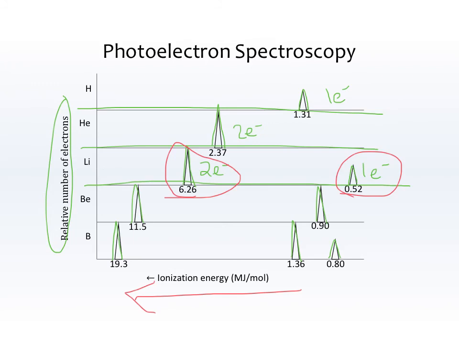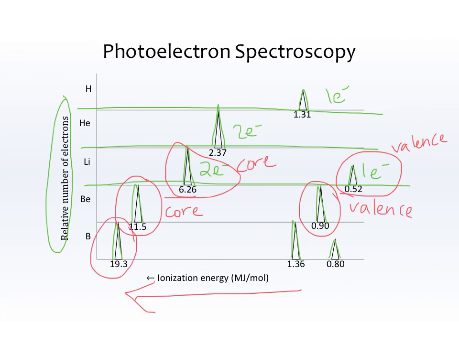Which tells me that the 2 electrons on the left must be the core electrons, because it takes much more energy to remove them. They must be closer to the nucleus. And the 1 electron on the right must be a valence electron. This lends credence to our idea of the shell model of outer energy levels. So if we say in beryllium, those 2 electrons are core electrons, then these 2 electrons must be valence electrons. And then again for boron, 2 core electrons and 3 valence electrons.